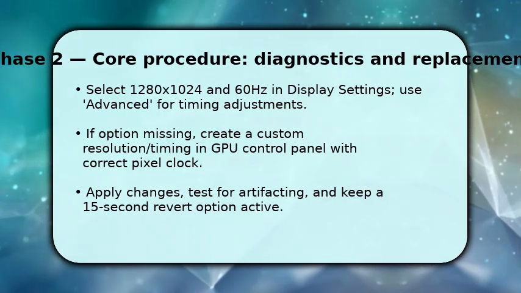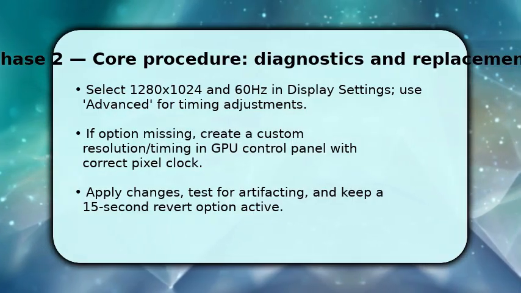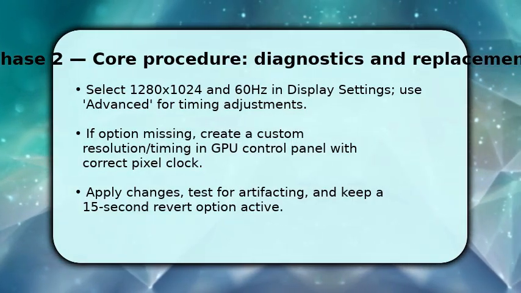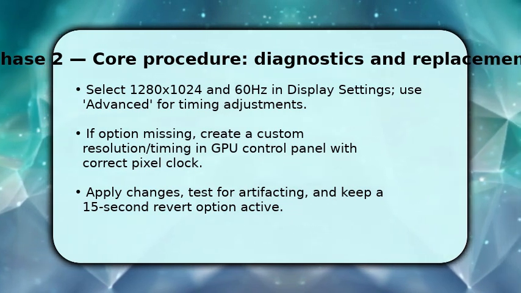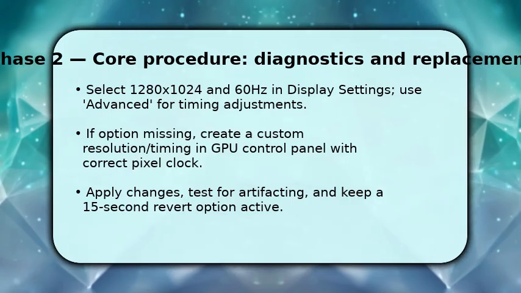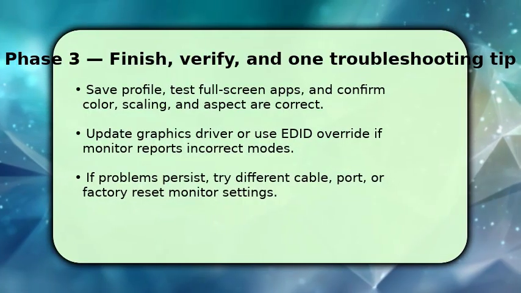The panel calculates pixel clock. Apply the mode and watch for flicker or artifacts. If the driver offers a 15-second confirmation, accept only after visual verification. Once the mode is stable, save the display profile and run full-screen applications to confirm scaling and color are correct.